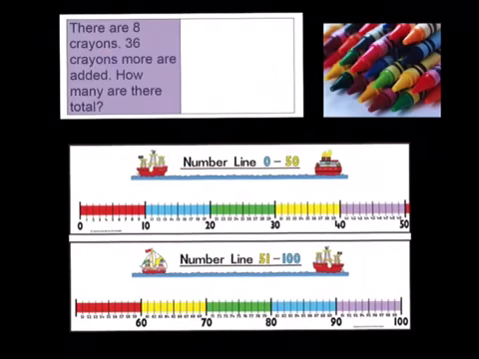Let's try one more. All right, I'll read it to you again. I want you to pause it and do the same thing. Think about the key language and then pick out the important information and write a number sentence to match. Then use the number line to figure out your answer. There are 8 crayons. 36 crayons more are added. How many are there in total? Okay, pause it here. Think about the key language.